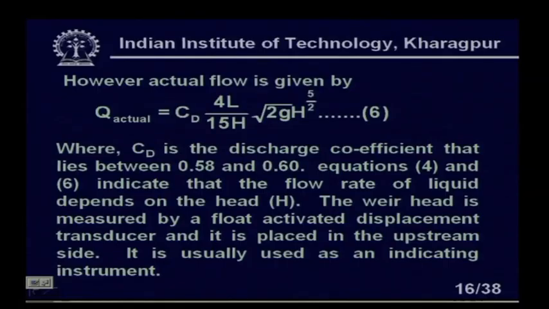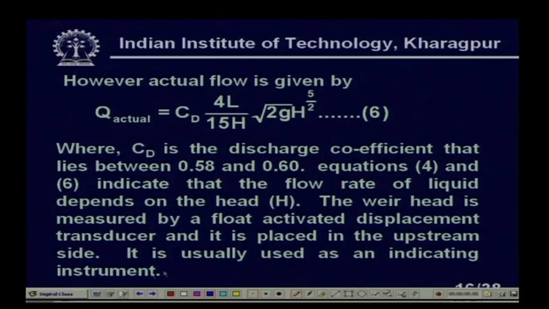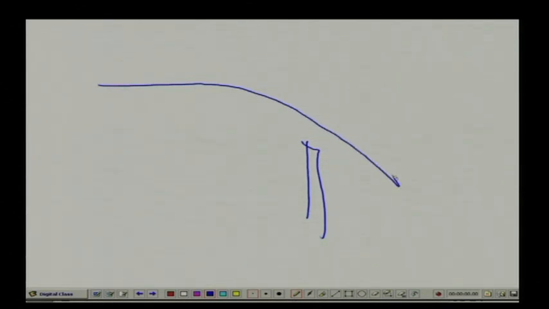Now, equations 4 and 6 indicate that the flow rate of the liquid depends on the head capital H, right. So, that capital H is to be measured. What is the capital H? That is the upstream height of the upstream flow from the crest of the weir, right. Very clearly, let us quickly look at h. I have to measure it some way or the other. That means I have a liquid flowing like this, undisturbed. So, this h is to be measured.